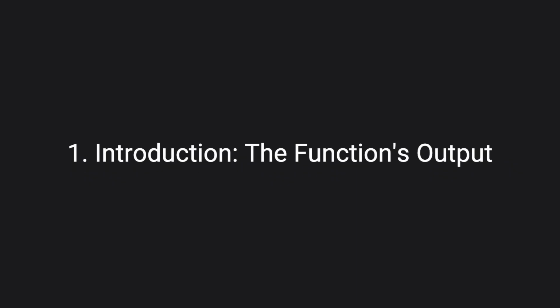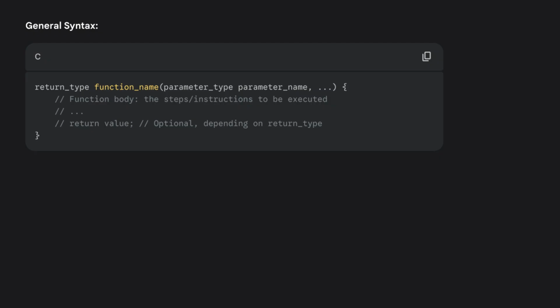First, introduction, the function's output. In our last lesson, we saw a function that added two integers and returned an integer result. The return type tells the C compiler what kind of data the function will send back to the code that called it. Understanding the return type is crucial because it dictates how you use the function. Can you assign its result to a variable, or is its only purpose to perform an action?